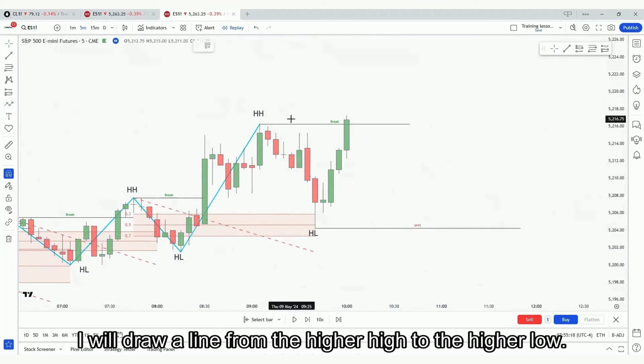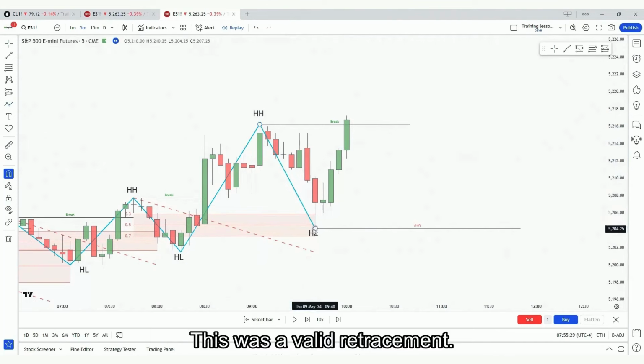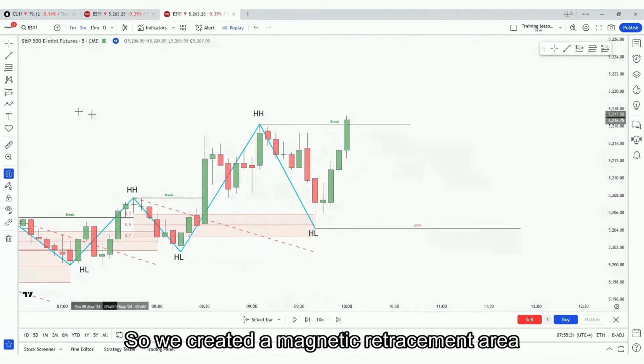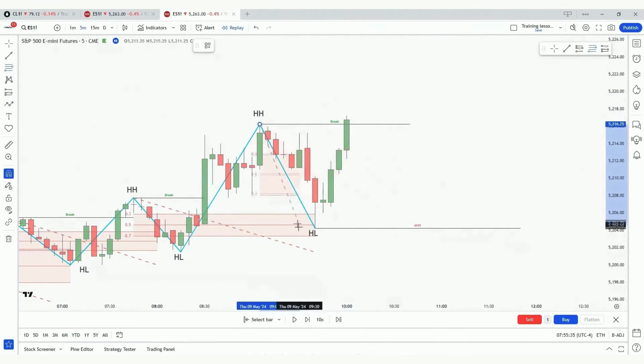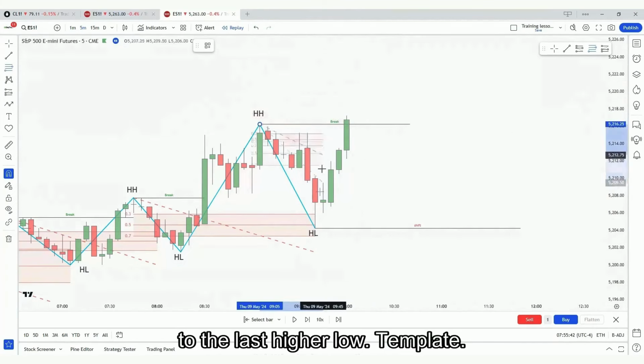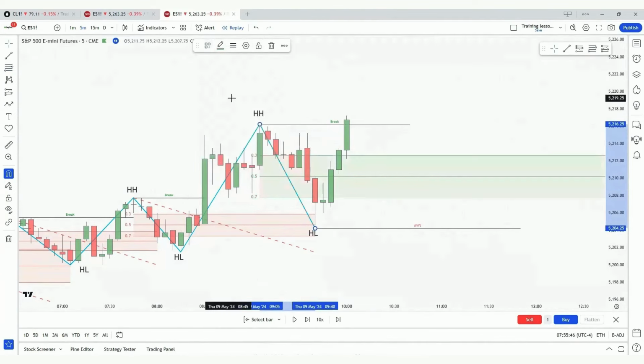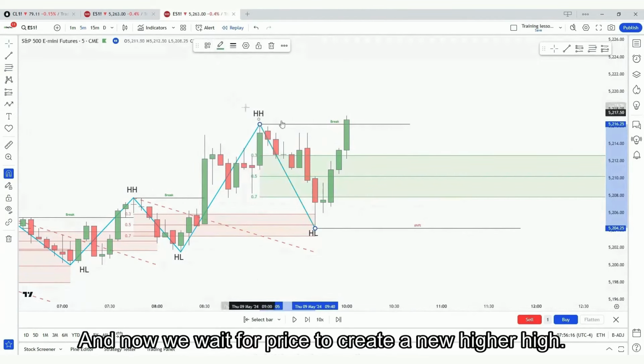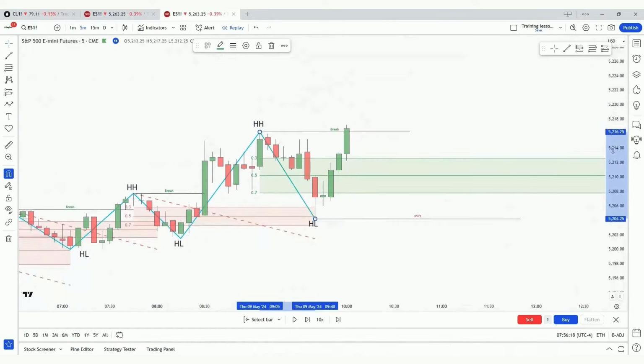I will draw a line from the higher high to the higher low. This was a valid retracement, so we created a magnetic retracement area from this higher high that got broken with a close above to the last higher low. And now we wait for price to create a new higher high.